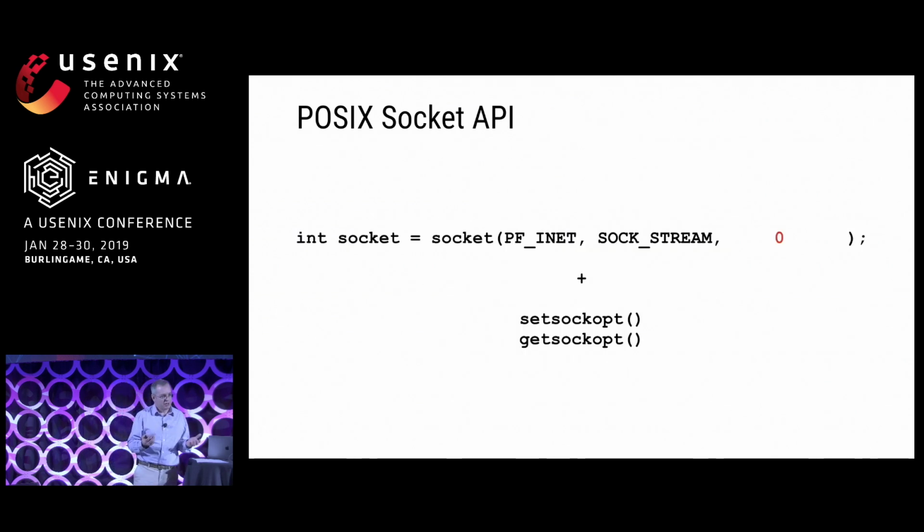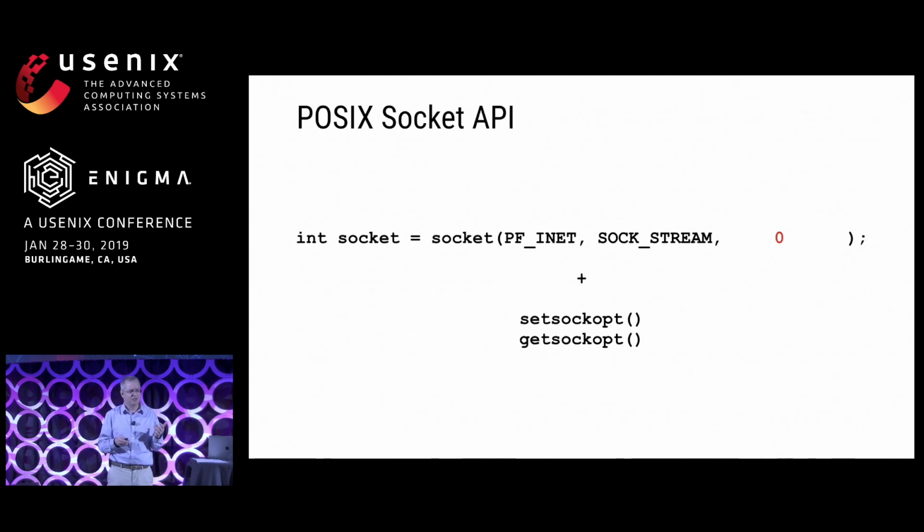Well, here is your standard POSIX socket API. I've been teaching students this API for 25 years. We always tell them, when you want to create a socket, you call the socket system call. Your first parameter is protocol family internet, saying I want to use internet addresses or IP version 4. Then the second parameter is sock stream. I want a reliable ordered byte stream for this. And then don't worry about the last parameter. Just set it to 0. That means you're going to use the TCP protocol.